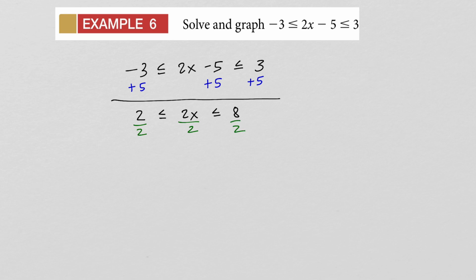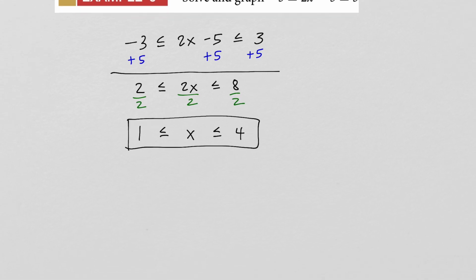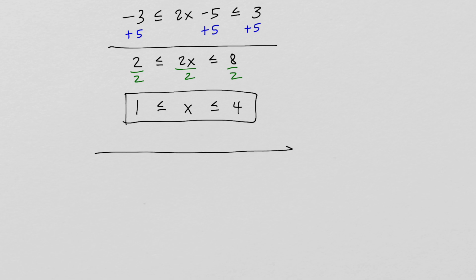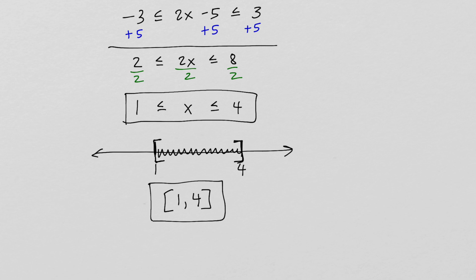And when you divide by +2, you get those numbers, and the inequality symbols do not change. And so this is our solution. Now we need to graph that solution. So on a number line, we are looking at all of the numbers x that are in between +1 and +4, including the endpoints. And so in interval notation, this would be 1 to 4 with brackets.